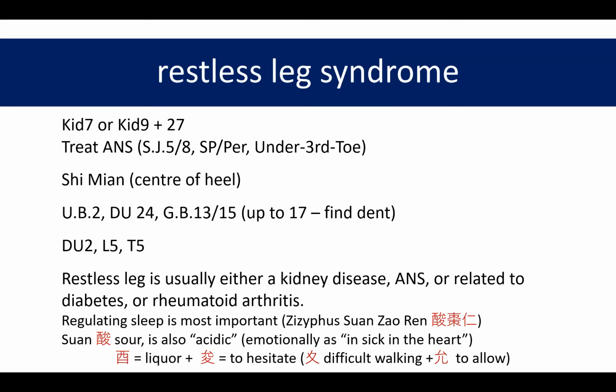Okay, the sour jujube. There are formulas for people with restless leg that contain primarily Suanzaoren. The character for sour also means acidic, so it's like you're emotionally sick in the heart. When you analyze this character, it means a liqueur and something hesitating, difficulty walking. So you see how Suanzaoren has something to do with the legs, weirdly enough.